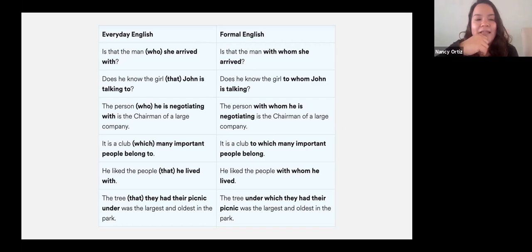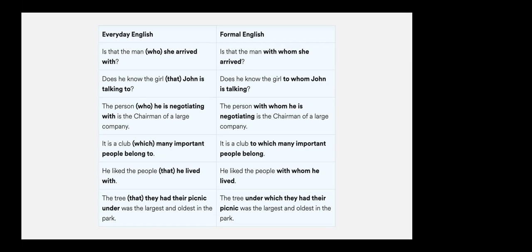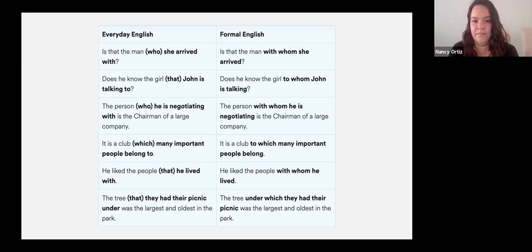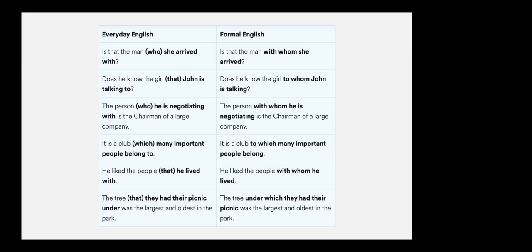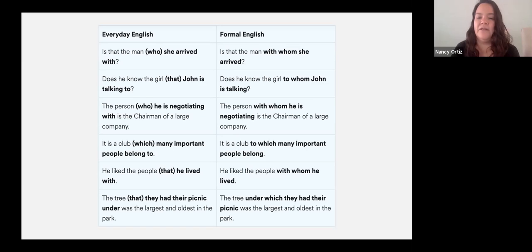All right. Mildred, number three, everyday English. Constanza, number three, formal English. The person who he is negotiating with is the chairman of a large company. Constanza? The person with whom he is negotiating is the chairman of a large company. Excellent. Okay. Very good. Areli, informal English number four.